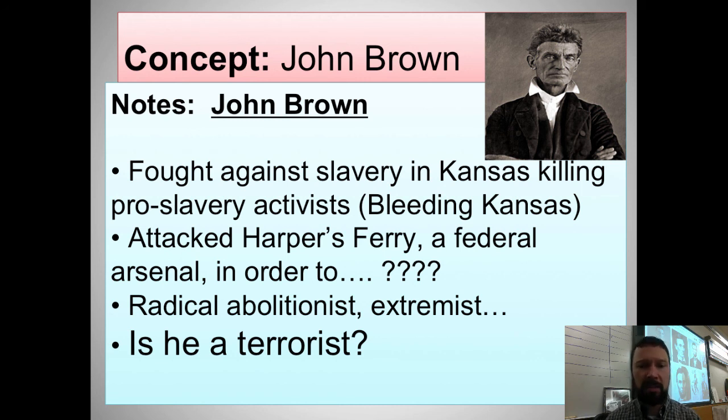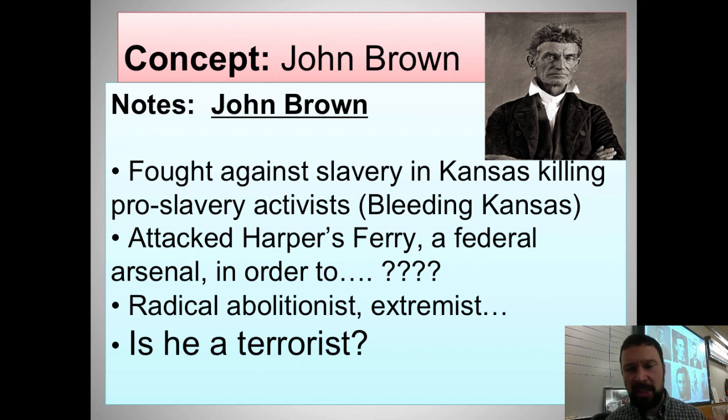John Brown takes it to a higher level when he attacked Harper's Ferry, a federal arsenal which is full of weapons for the government, in order to do what? Well, you're going to look at that video and you're going to find that out, so I don't want to give it away. It's one of the questions, but he's got a big plan, or he had a big plan.